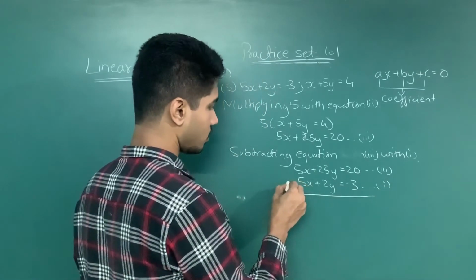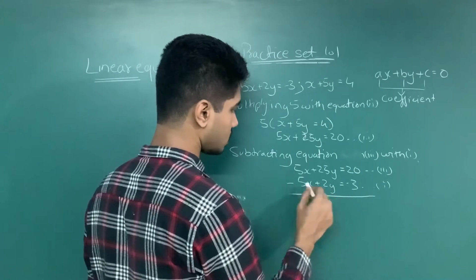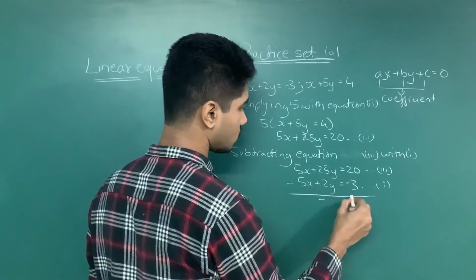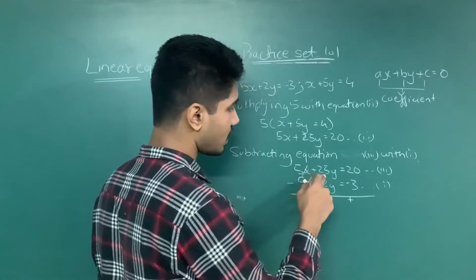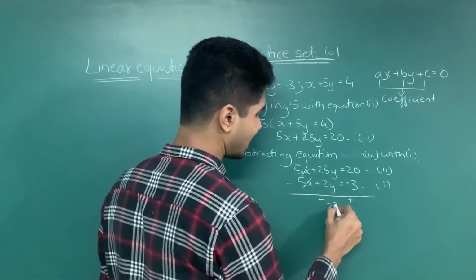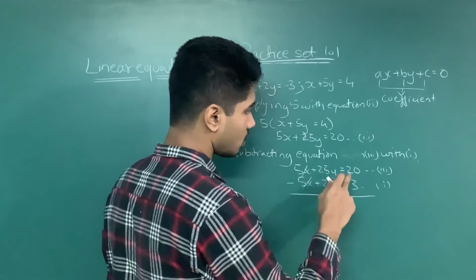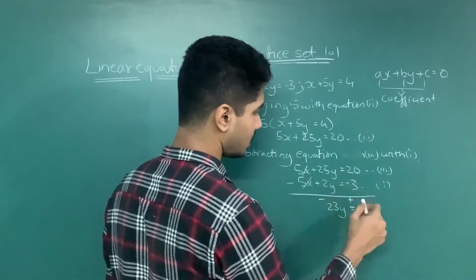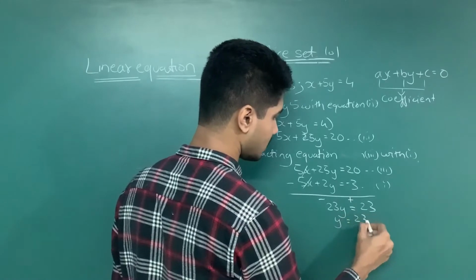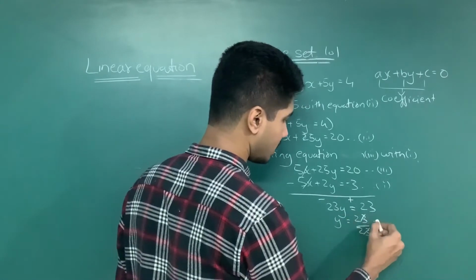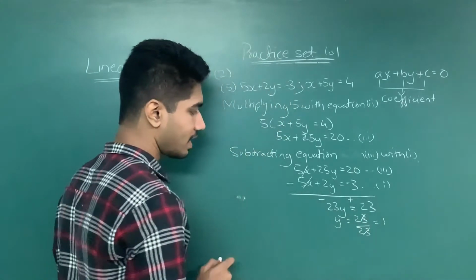So जब subtract करोगे, this plus will change to minus and this minus will change to plus. 5x और 5x cut हो जाएगा. So 25y minus 2y will give me 23y. 20 plus 3 will give me 23. So यहाँ पे 23 जो multiplication है वहाँ पे जाके divide हो जाएगा and it will give you 1. So आपको y का value मिल चुका है.